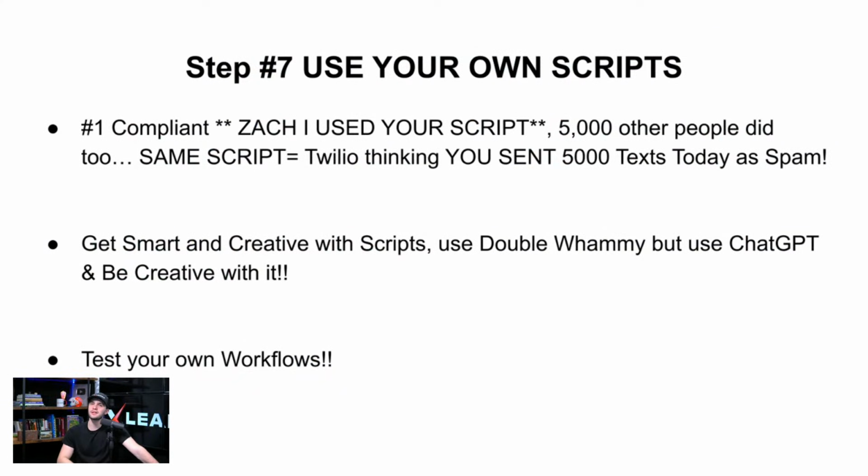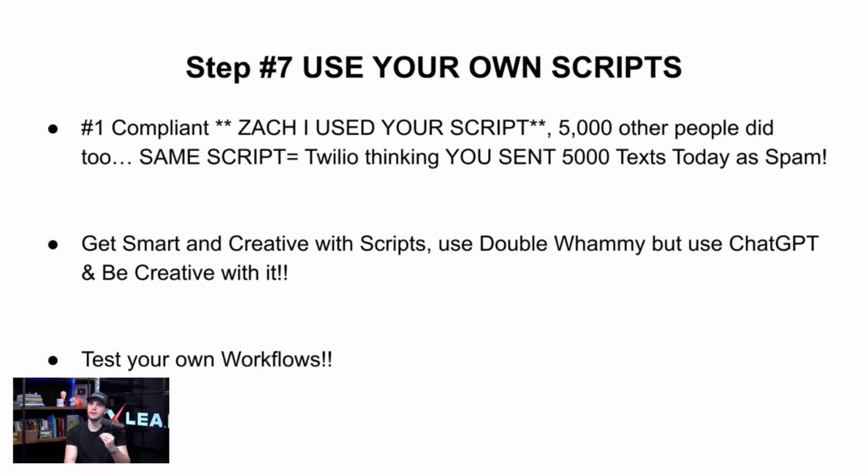So what I'll tell you is use ChatGPT, get smart, be creative with your scripts, use double whammy scripts if you want, right? But use ChatGPT and make variations. You got to use spin tax. What that means is each token's just a little different. You got to make sure every text, and so if I could tell anyone something, every text needs to be different. Like every single text needs to be different.